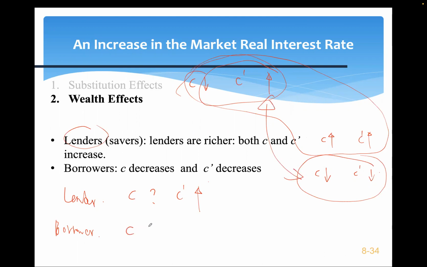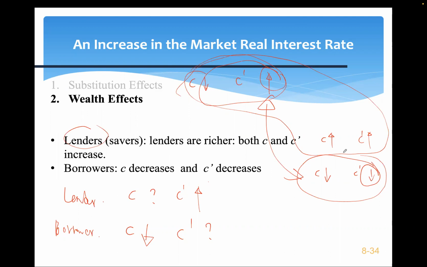What do we know? If a borrower, C is going to decrease. C prime is not clear because one leads to an increase, the other leads to a decrease. To summarize, an increase in the market real interest rate has two effects on your consumption-saving decision: one is the substitution effect, the other is the wealth effect. Number two, the net effect is going to depend on who you are. Are you a lender or a borrower?